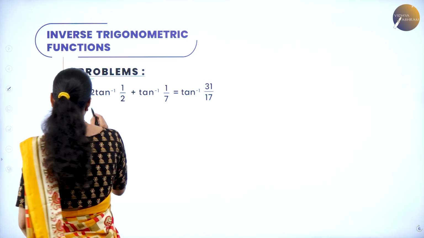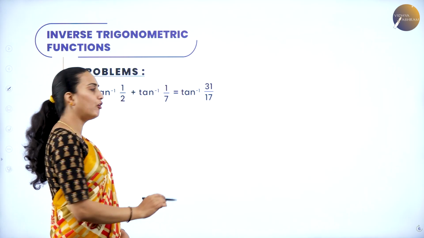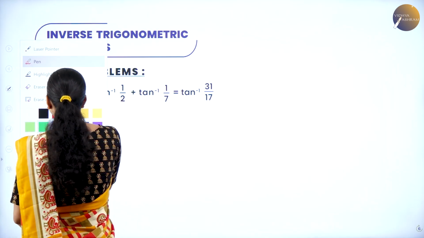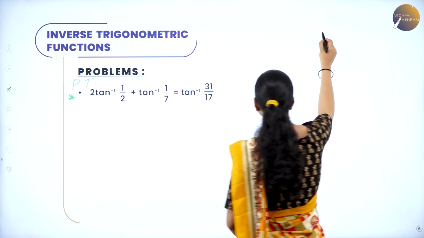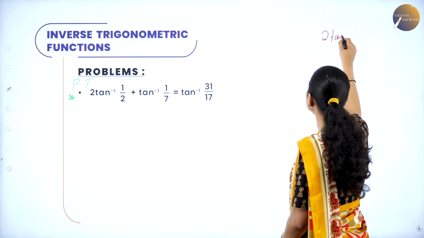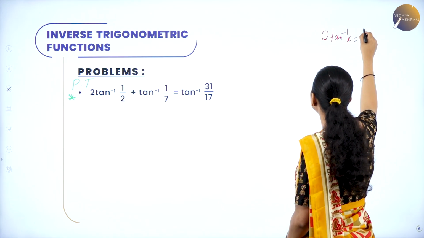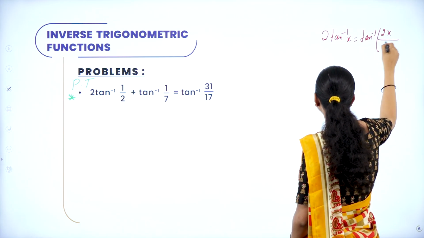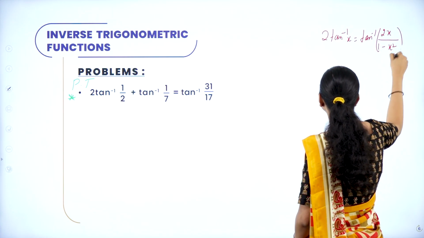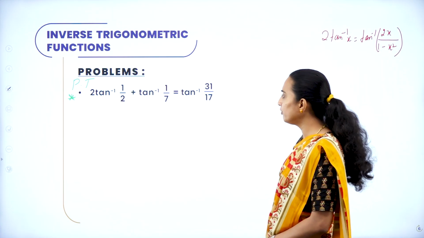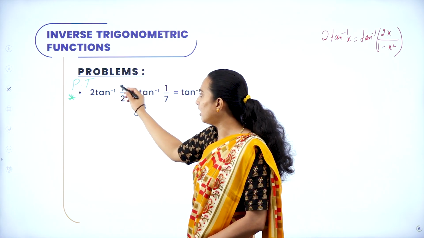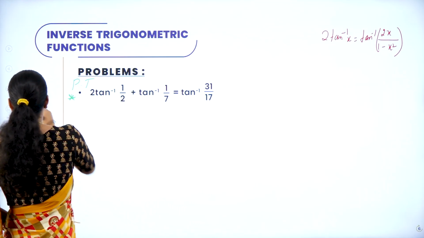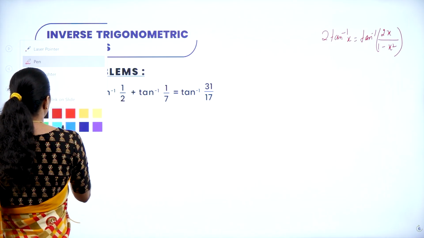So here you can observe it is in the form of 2 tan inverse x. Just now we have proved. What is that? I am going to write it here. 2 tan inverse x can be written as tan inverse of 2x divided by 1 minus x squared, isn't it? So therefore we are going to use in place of x what we are having here, 1 by 2. So therefore first I am going to take this one. I am going to do it in blue color.